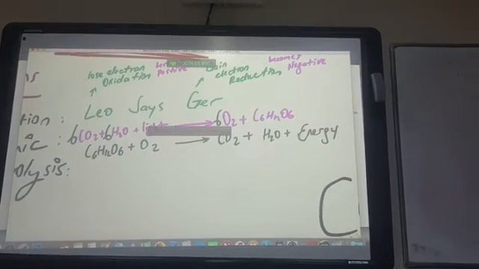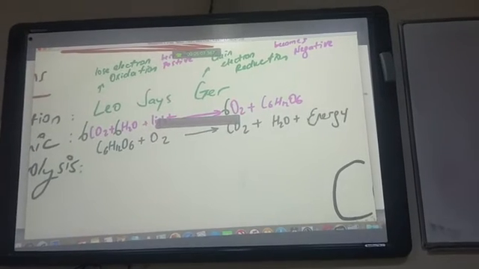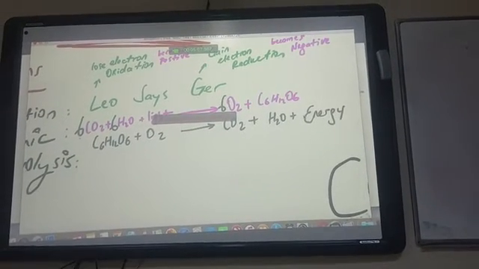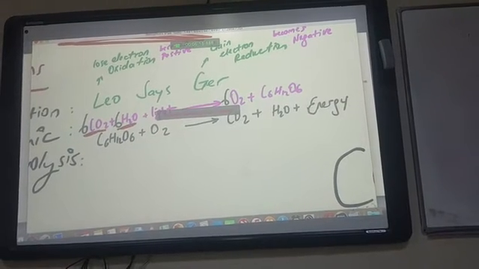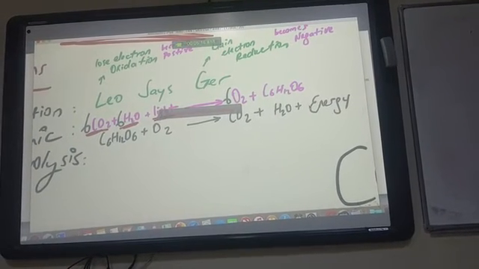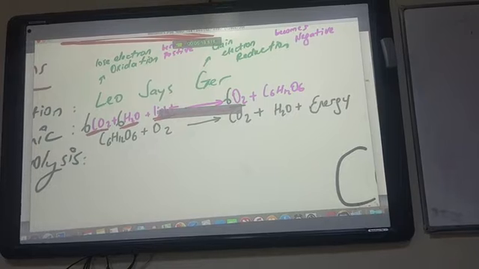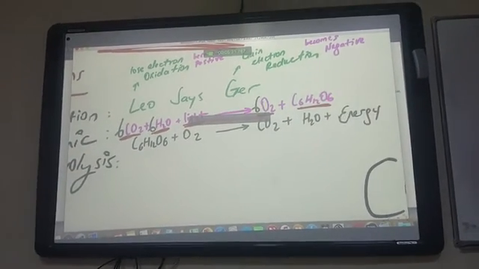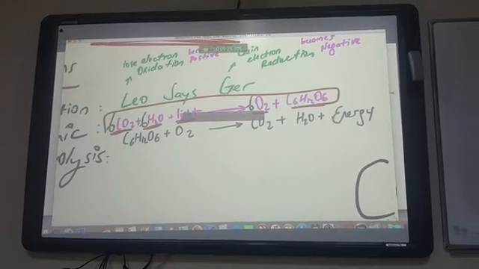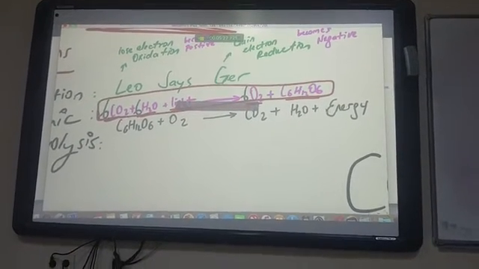Firstly, this is the original one. For photosynthesis, there must be 6 molecules of carbon dioxide, 6 molecules of water, and sunlight. Okay, they will produce 6 molecules of oxygen and 1 molecule of glucose. This is the original chemical equation of photosynthesis.